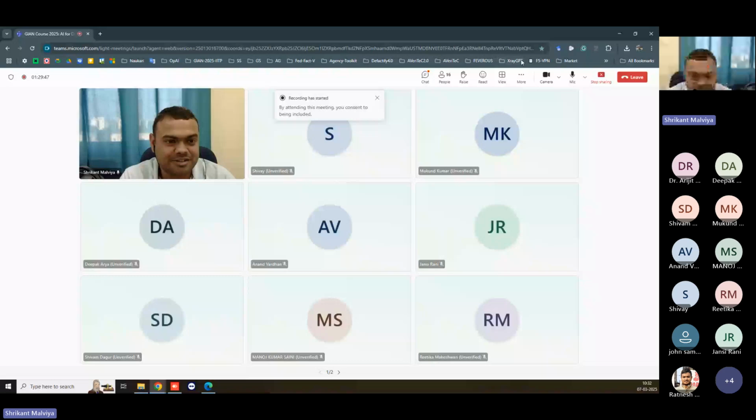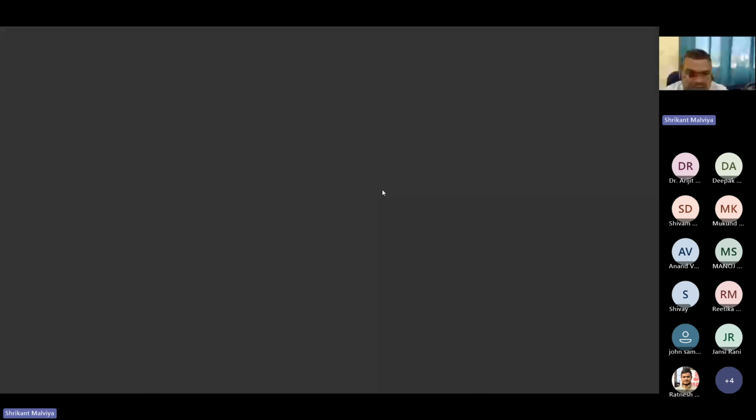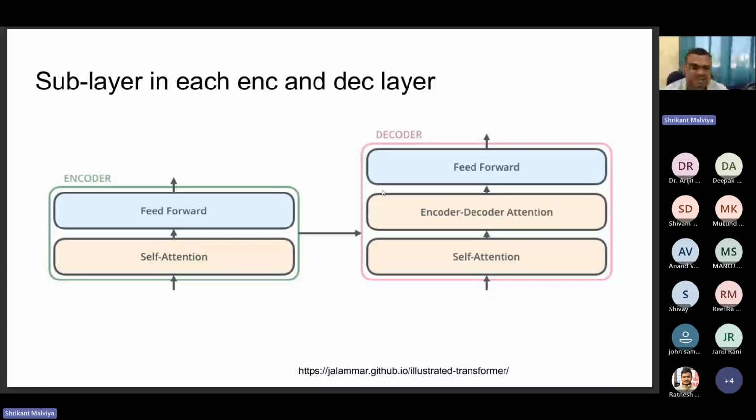So we were just discussing this inner part of the transformer model, and quickly revising what was happening in the encoder part. The encoder part had a self attention layer and a feed forward. The decoder had self attention, then encoder-decoder attention, and feed forward. So in each encoder and decoder, this is what is happening, and that's how the information is processed and generated.